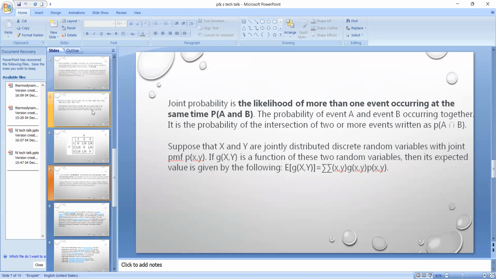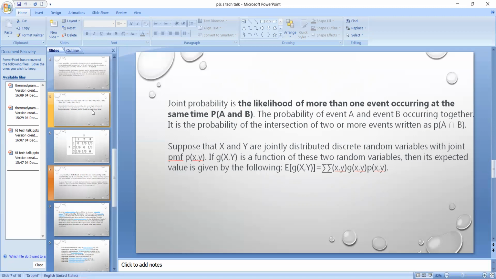Joint probability is the likelihood of more than one event occurring at the same time, P of A and B. The probability of events A and B occurring together is the probability of the intersection of two or more events, written as P of A intersection B.